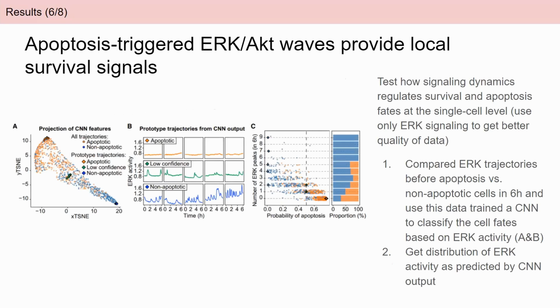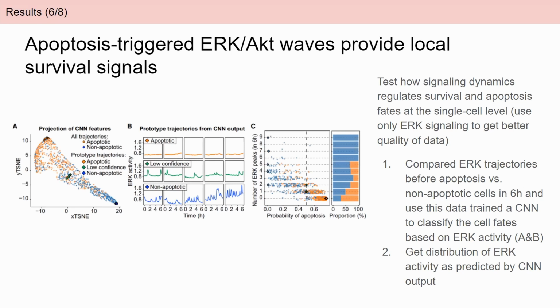Okay, so next they try to use the convolutional neural network, CNN, to predict the fate of the cell, whether it will become apoptotic or non-apoptotic. They just want to predict the fate of the cell based on the ERK or AKT wave.